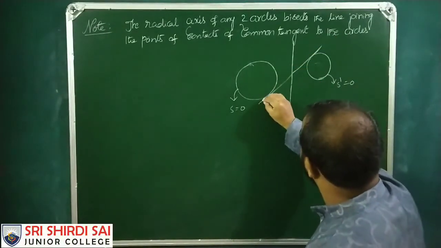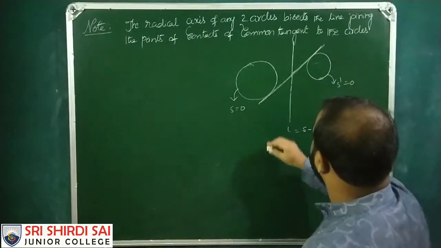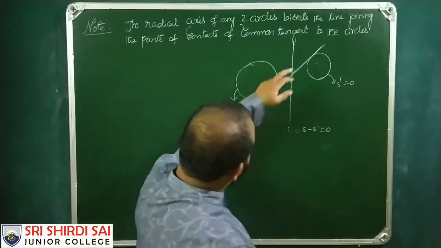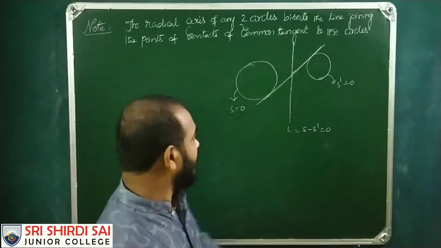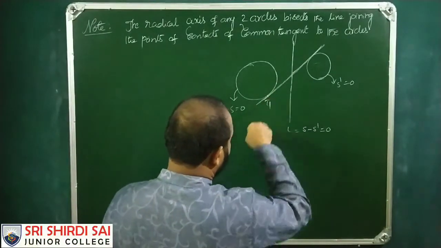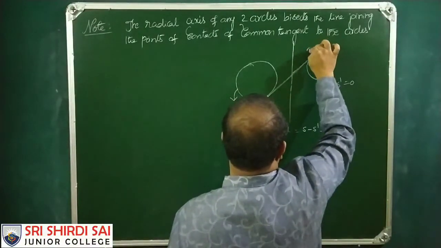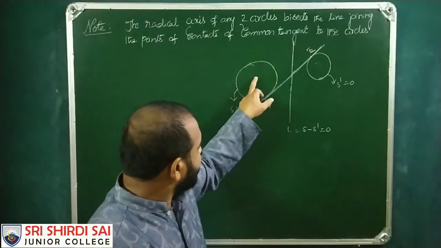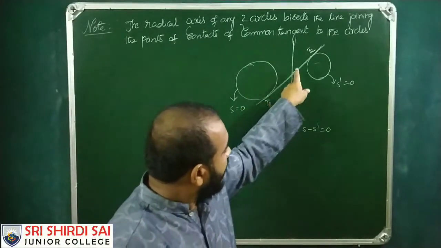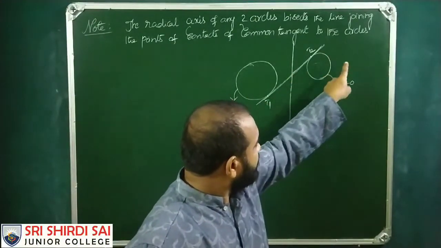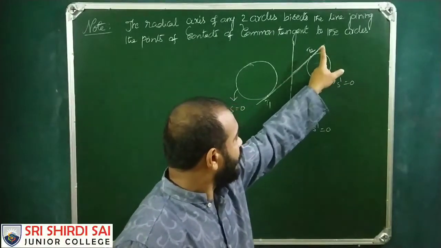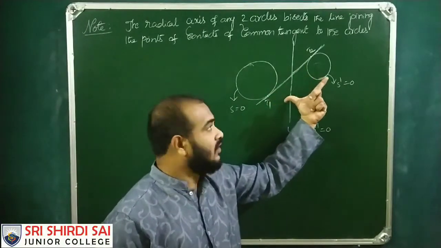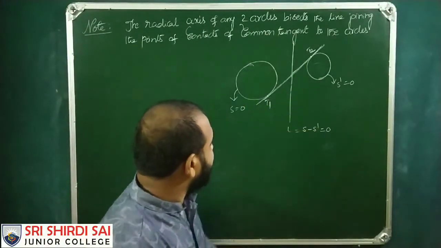Now let us suppose that this is a common tangent for both of the circles. This is T1 and this is T2. This common tangent touches the circle S equals 0 at T1, and touches the second circle S dash equals 0 at T2. Since the tangent is common to both the circles, it is said to be a common tangent, and this is the radical axis.